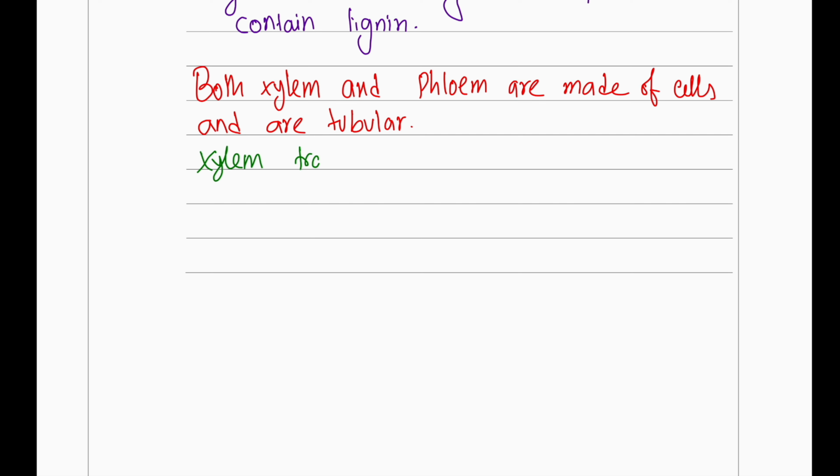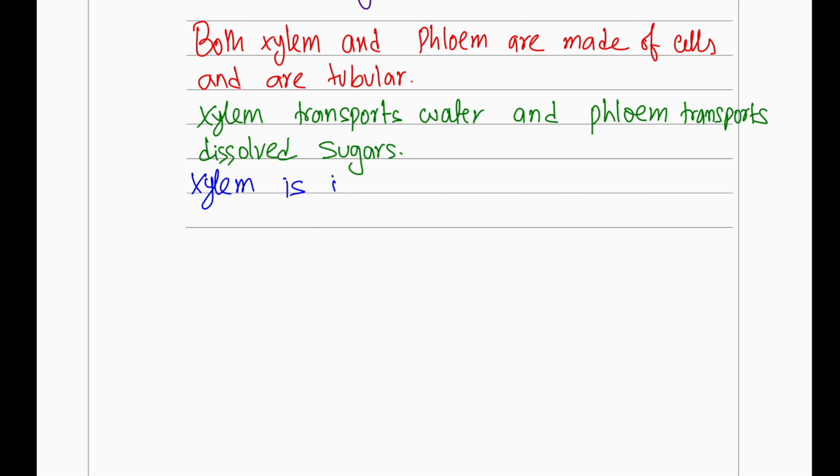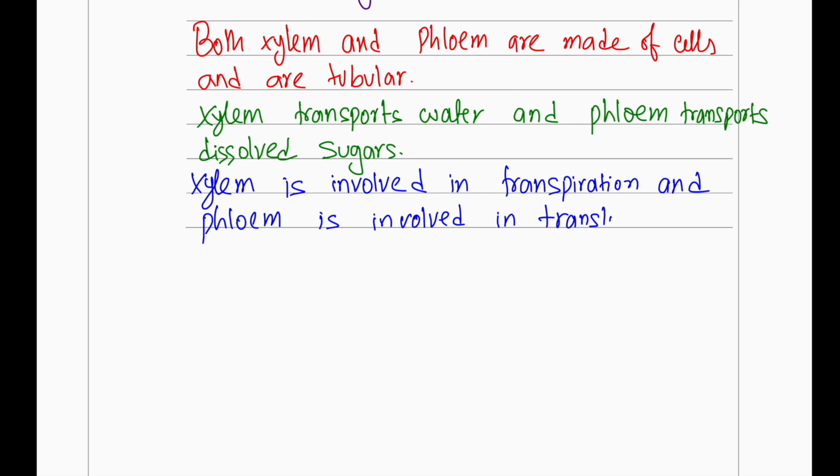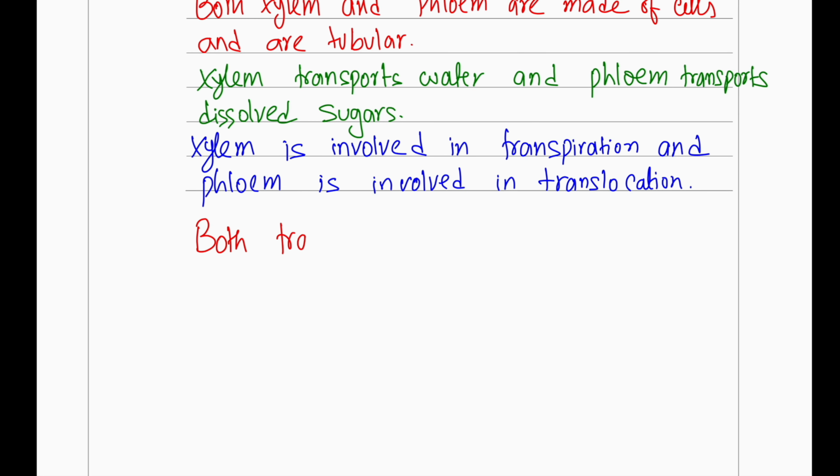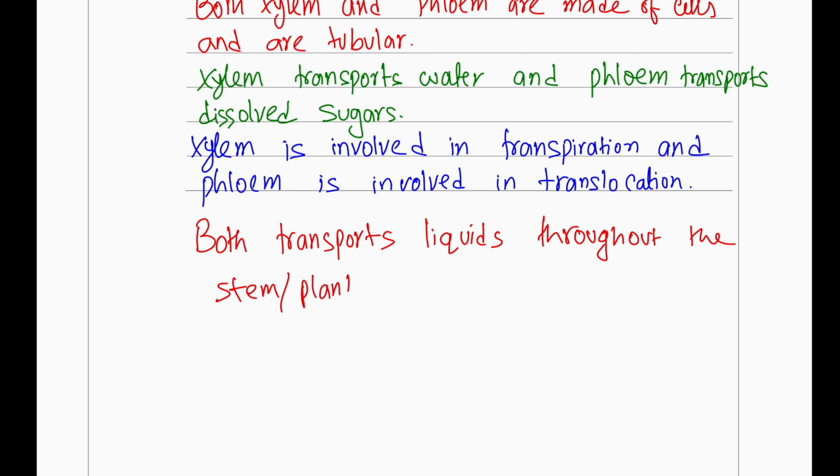Now, in terms of function, we need to write that xylem transports water and phloem transports dissolved sugars. Xylem is involved in transpiration, whereas phloem is involved in translocation. And a common point for both of them would be that both transport liquids or substances throughout the stem.